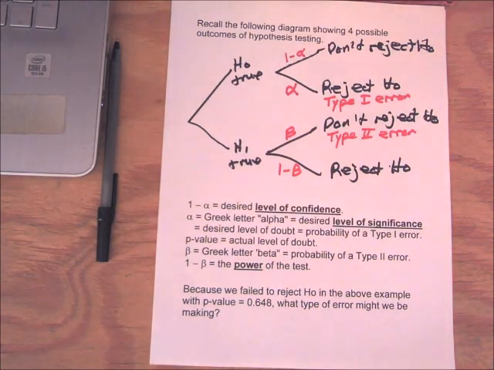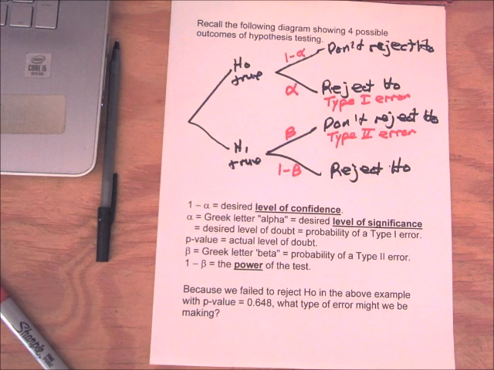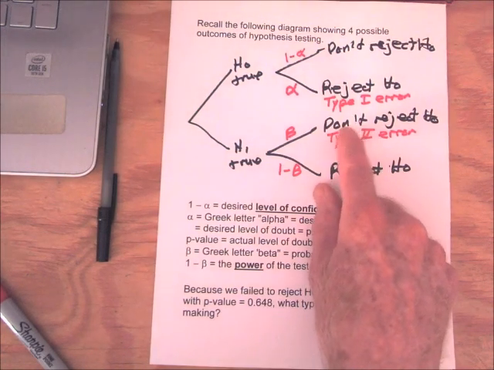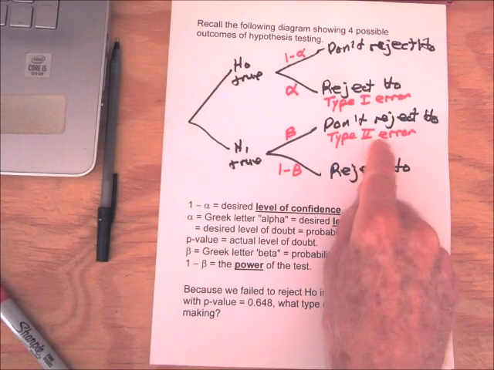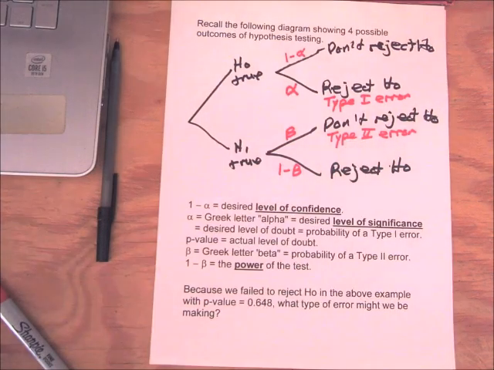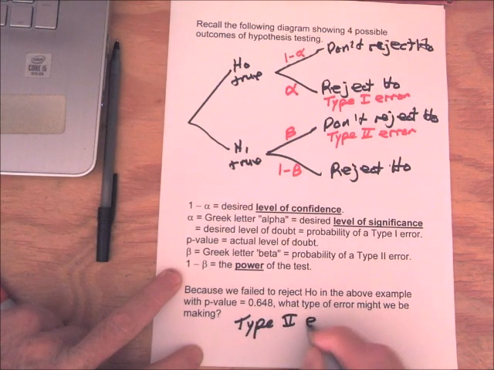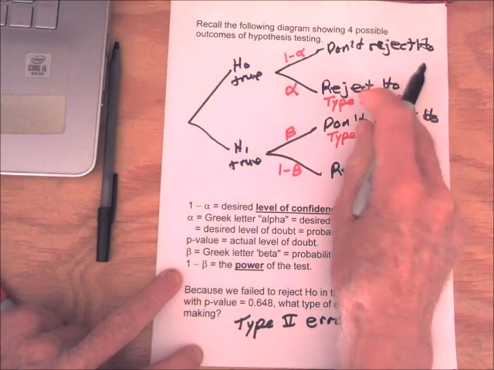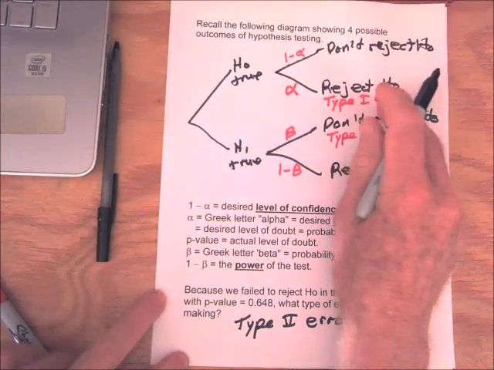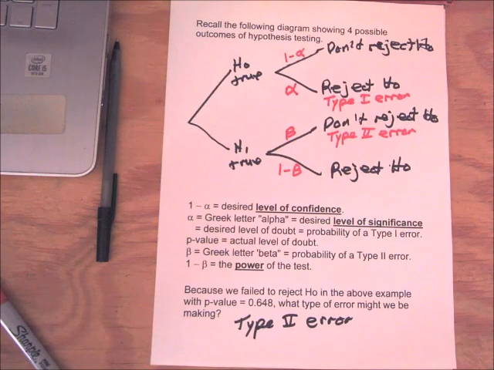And because we failed to reject H naught, what type of error might we be making? I'll give you a minute to think about it. Okay, so whenever we fail to reject H naught, we take a chance of making a type 2 error. So this would be a type 2 error. If you reject H naught, you take a chance of making a type 1 error. If you don't reject H naught, you take a chance of making a type 2 error.